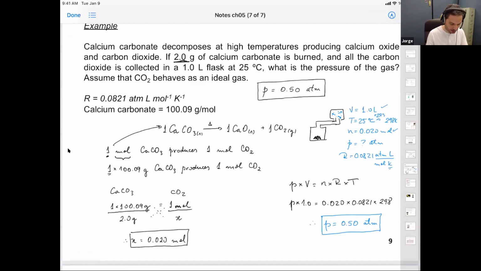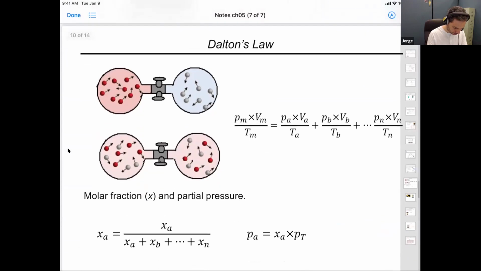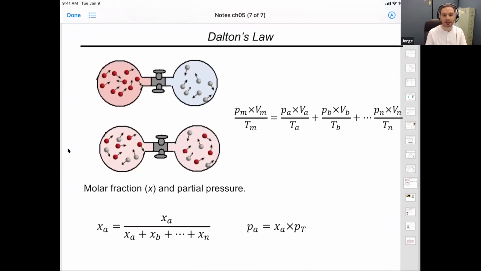Okay, so let's move on. The next topic that I want to cover with you is regarding Dalton's law. I have to show this topic because it's in the sequence of the book. Dalton's law talks about mixtures of two or more different gases. The classic example here is when we have two different gases in two compartments.